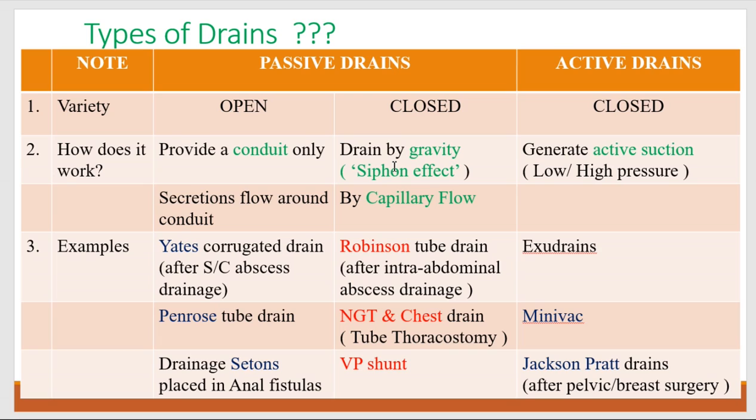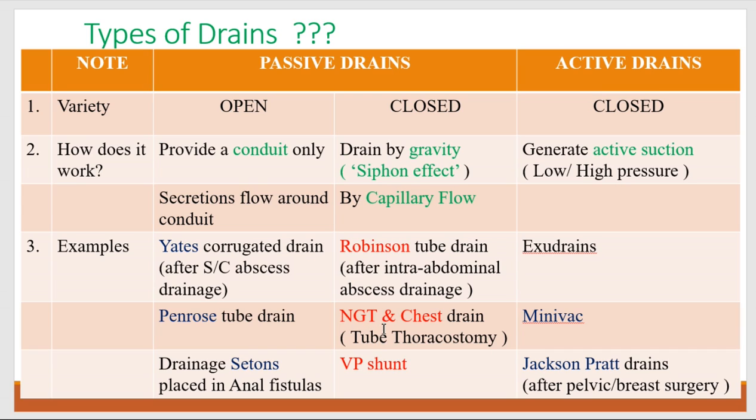It takes the help of gravity or the siphon effect, and capillary flow. Examples: the Robinson tube drain, usually used after intra-abdominal abscess drainage, drainage of pyoperitoneum or drainage of any intra-abdominal collection. The Robinson tube drain can be used.